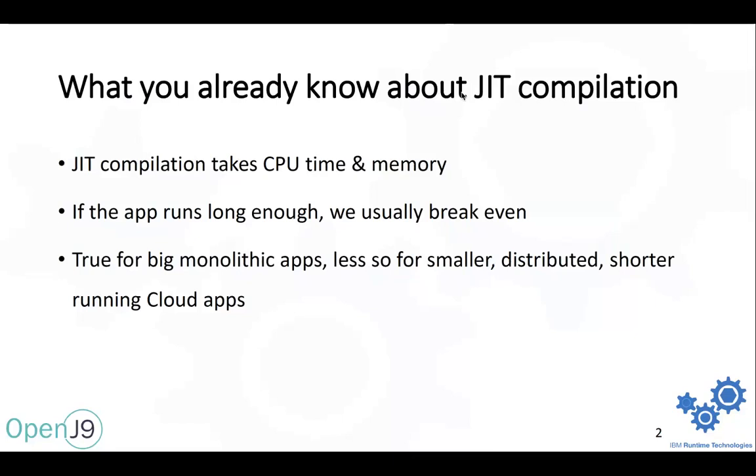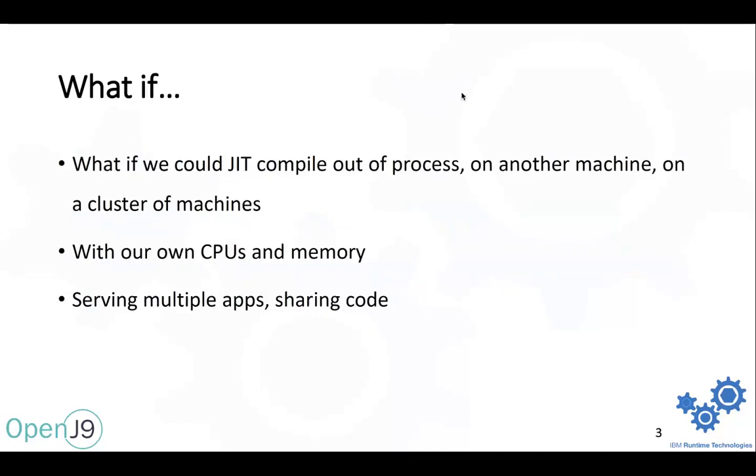So let me throw out some what ifs. What if the compiler didn't actually have to compete with the application? What if the compiler could run elsewhere, say on a separate machine? What if we could use multiple compilers and a cluster of machines? What if all of those compilers could compile code for all of our applications simultaneously and actually share the results? That's essentially the idea behind JIT as a service.